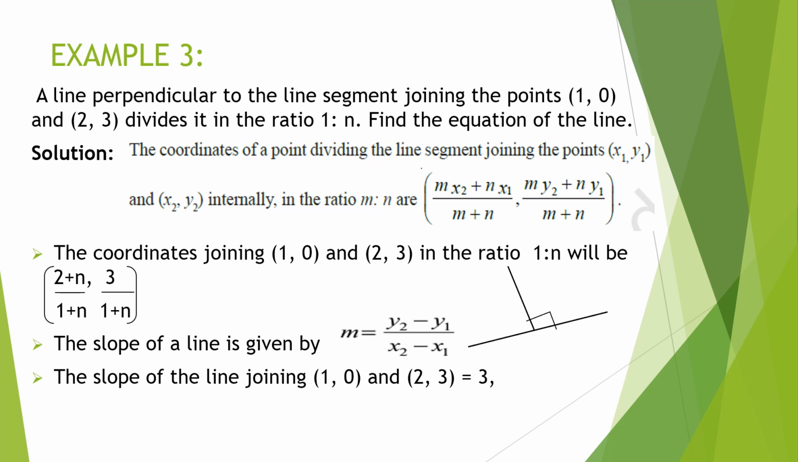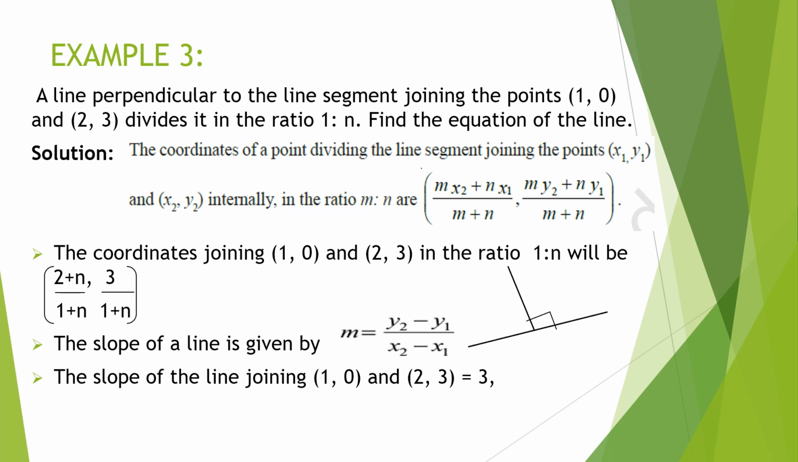Example 3. A line perpendicular to the line segment joining the points (1, 0) and (2, 3) divides it in the ratio 1:n. Find the equation of that line. I have drawn a rough diagram. What we are given is 2 points (1, 0) and (2, 3) and a line segment joining them. There is a line which is perpendicular to this line segment and it divides the given line segment in the ratio 1:n. We have to find the equation of that perpendicular line.